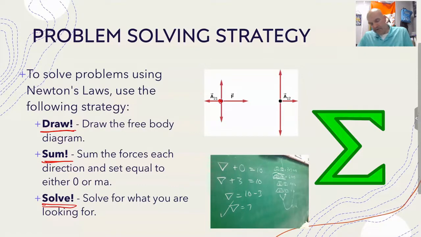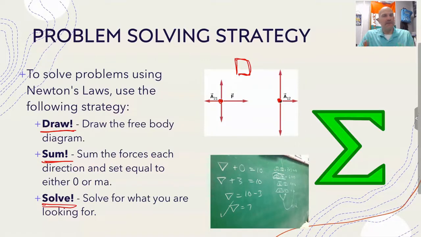Now, you can use a dot, as they do here in this picture, or sometimes you can use simply a square. And that square and that dot represents essentially the center of mass where all of the forces are going to originate from. Once you have the free body diagram drawn, then you're going to move to the sum step. So you're going to create what are called vector sums for each direction. Now, it could be horizontal only, it could be vertical only, or it could be both. And then you're going to set them either equal to 0 or m times a.